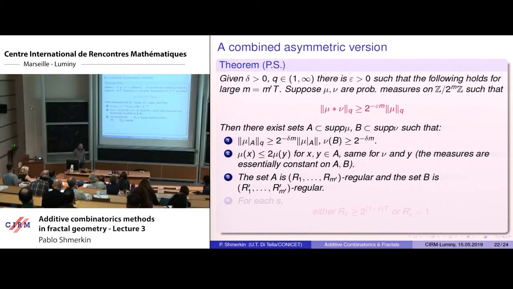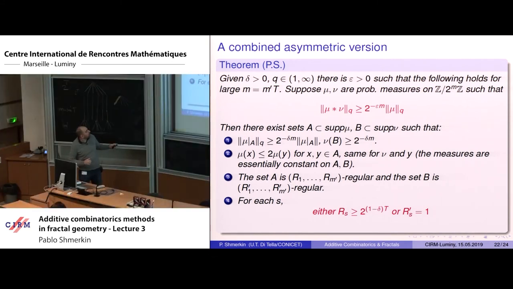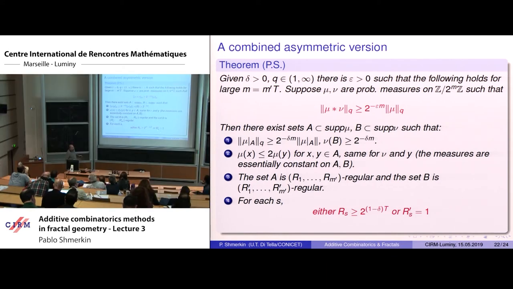The only thing that matters, okay, 1, 2, and 3 matter, but the punchline, or the really key part of the theorem, is 4, which says that at each stage of the construction, either the tree corresponding to A, which corresponds to mu, has almost full branching, or at that scale, the alternative is that the set corresponding to mu has no branching. So it is the idea that I explained before. Either full branching on one side or no branching on the other side. Okay, so actually this theorem is a relatively simple consequence of previous known results.